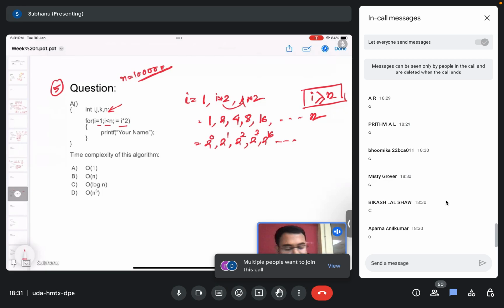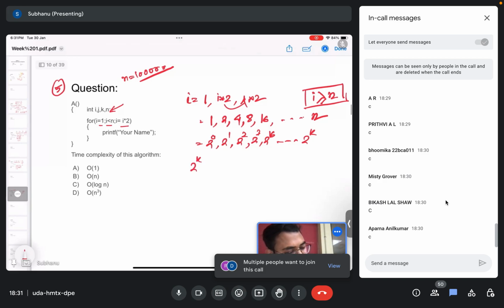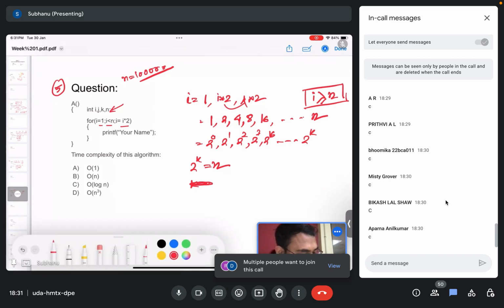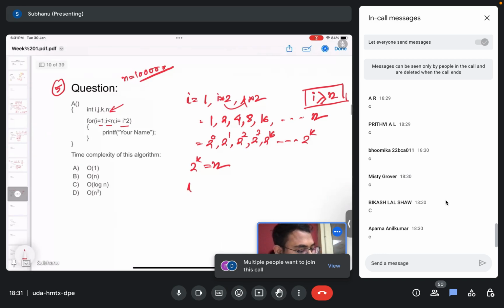So how can we write this one? We can write this as 2 to the power k. So 2 to the power k is equal to n, then k is equal to, so you apply log on both sides, log base 2 basically. So I am showing you log base 2 of 2 to the power k and log base 2 of n. Okay, so now this is by applying log.